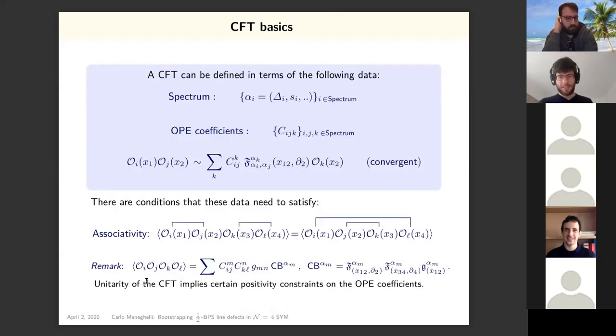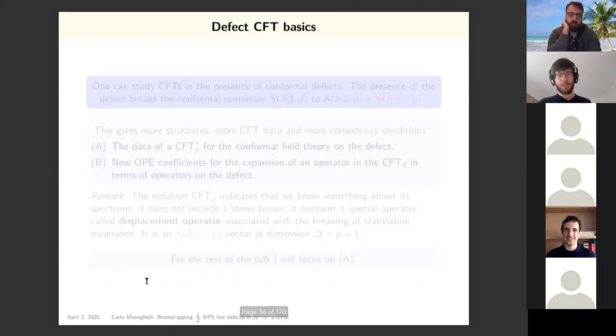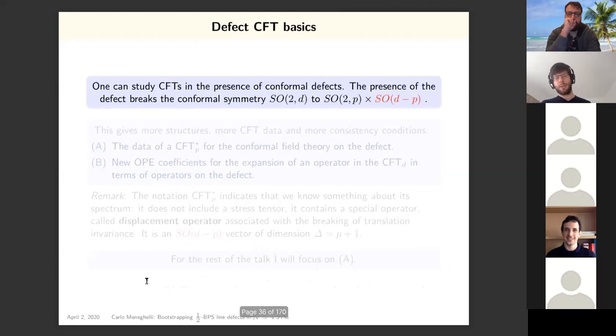So this is the review of CFT basics. What happens is that you can do something to the CFT, namely add some conformal defects. And the first thing that will happen is that the presence of the defects will break the conformal symmetry. Down to what? The conformal symmetry of the mother theory in question is the conformal group SO(2,D), in D space-time dimensions.